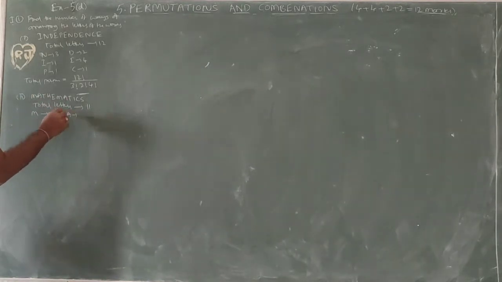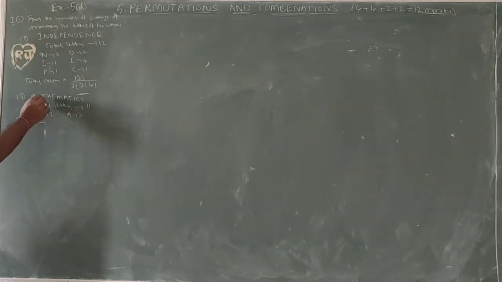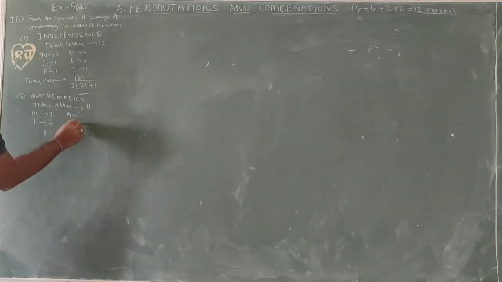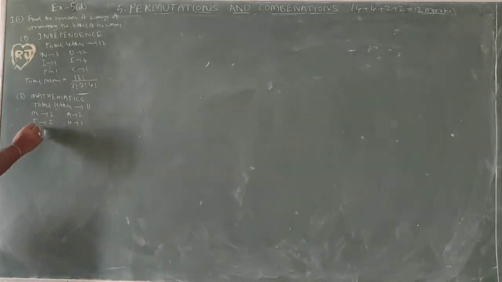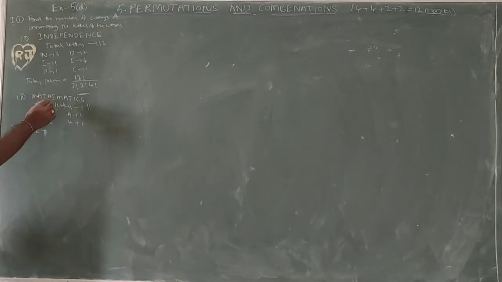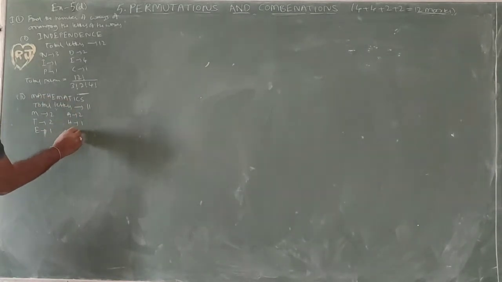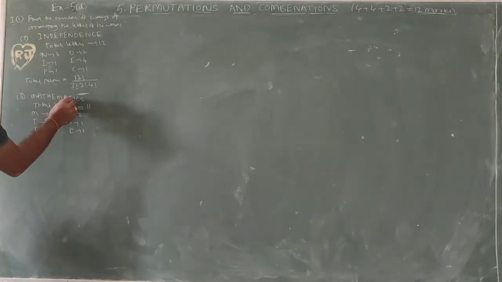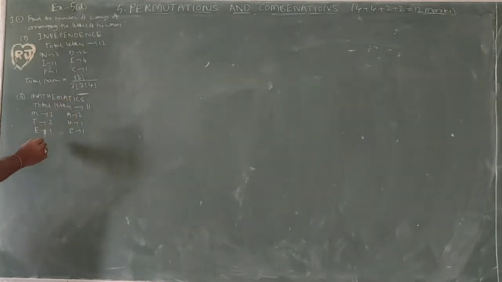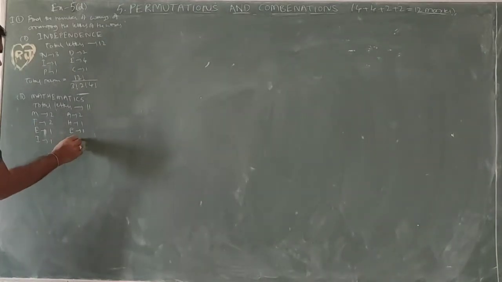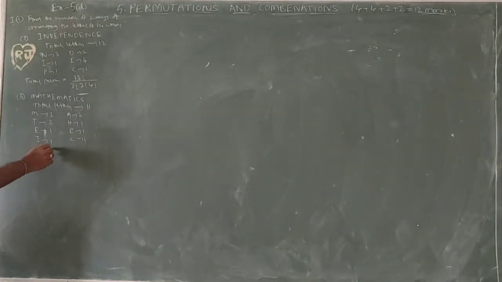A, how many times? 2 times. T, how many times? 2 times. Next H, how many times? Only 1. Next E, how many times did it come? Only 1. Then P, only 1. I, how many times? Only 1. C, how many times? Only 1. S, how many times? Only 1.